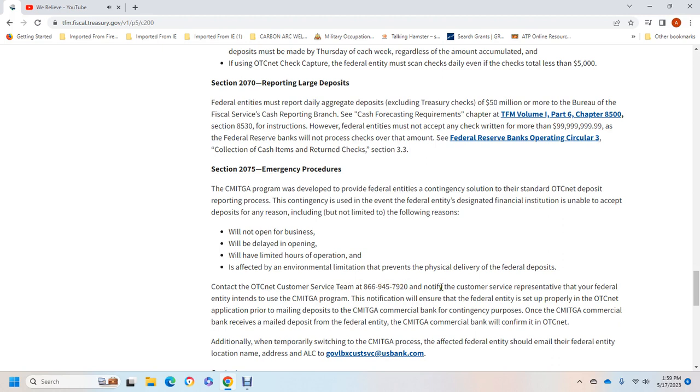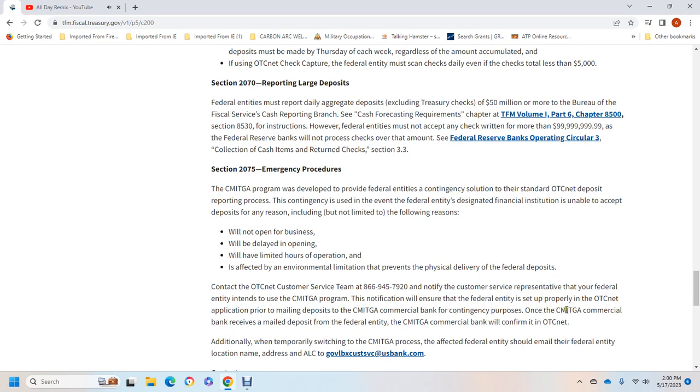866-945-7092. Notify the customer representative of the federal entity's intent to use the mail-in Treasury General Account. Notifications for the federal entity will be updated in the Over-the-Counter Net application prior to mailing, with the address for the Mail-in Treasury General Account commercial bank for contingency purposes.